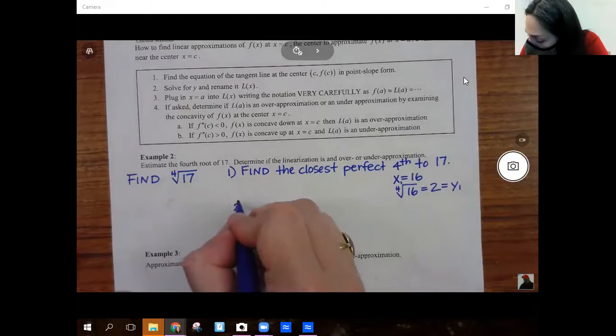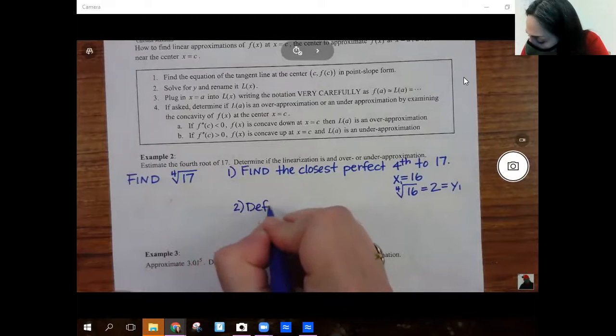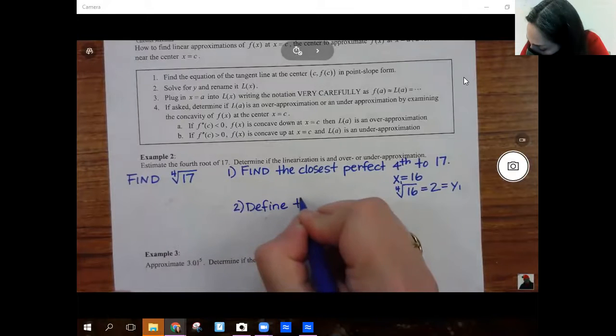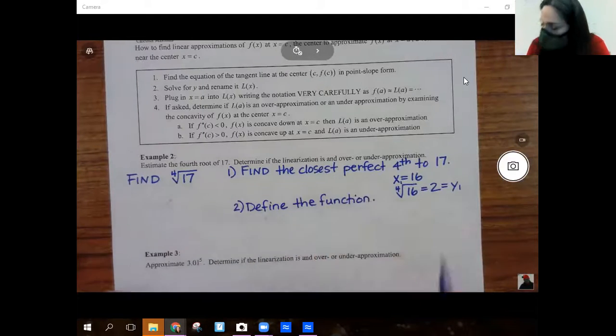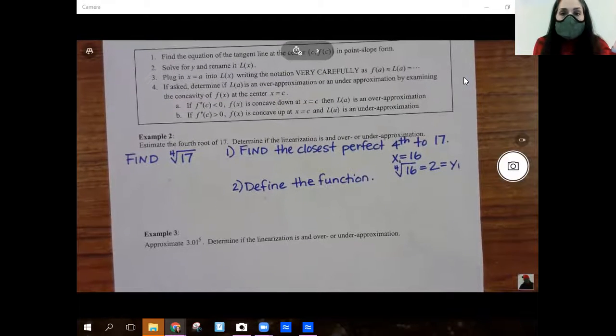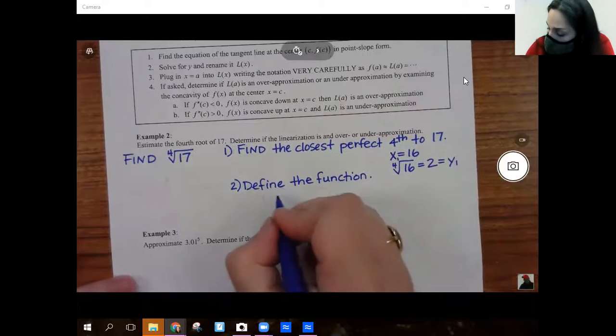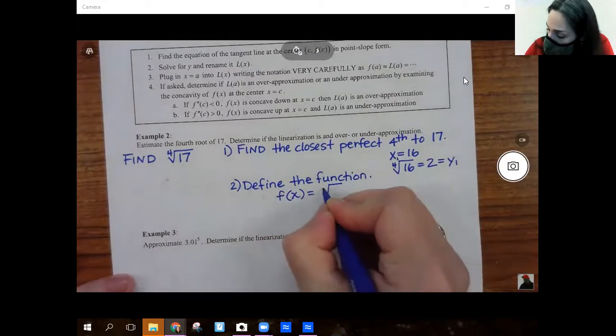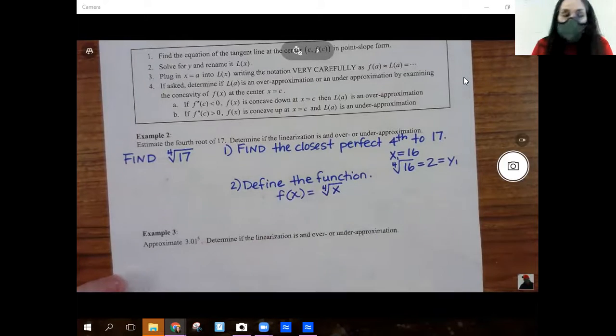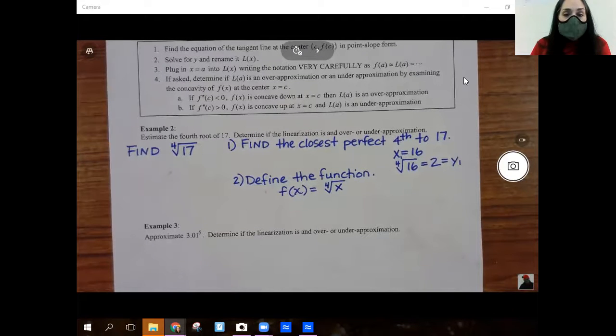All right, second step, define the function. You define the function based on what you're being asked to calculate. You're trying to calculate the fourth root of 17. So your function is the fourth root of x. You basically just replace it with an x.